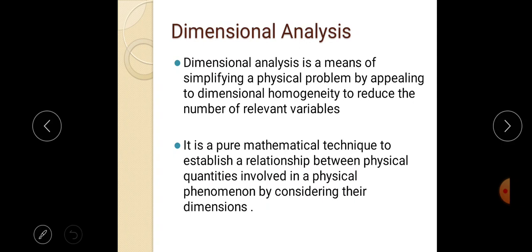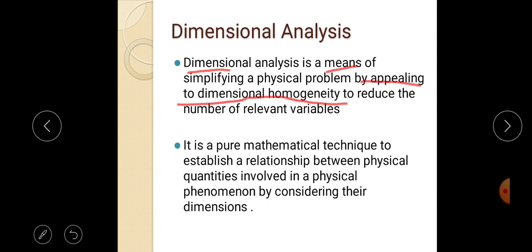Next, what actually is dimensional analysis? What is the objective of dimensional analysis? What is the importance of dimensional analysis? Dimensional analysis is a means of simplifying a physical problem. Means we apply dimensional analysis to simplify a physical problem. How? By appealing to dimensional homogeneity. What dimensional homogeneity actually is, we will see in upcoming slides.